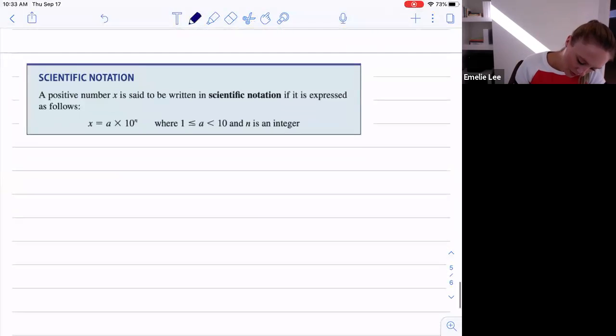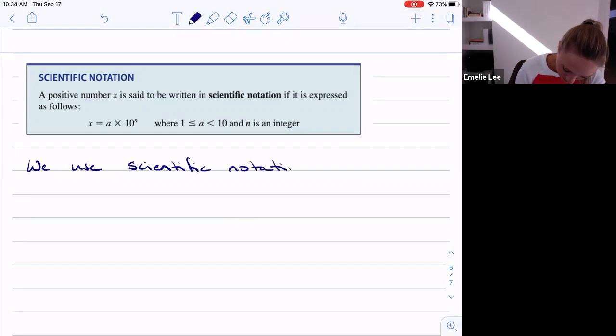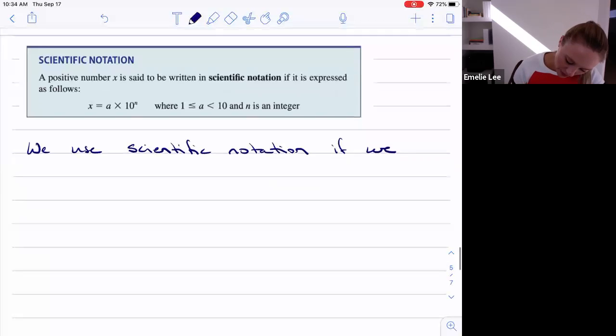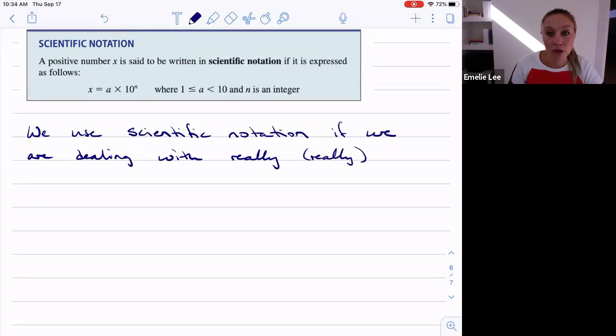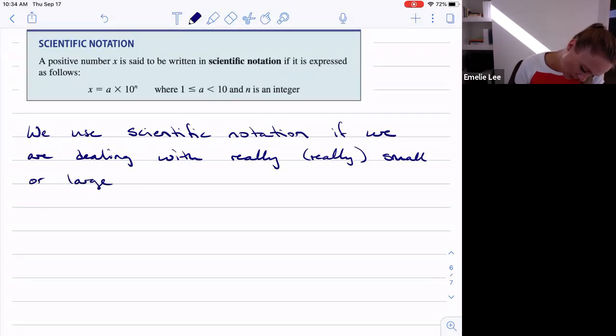So let's see here. Okay. So we use scientific notation if we are dealing with either really small or really large numbers.